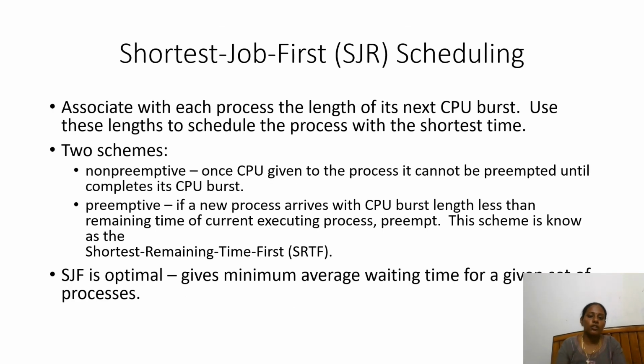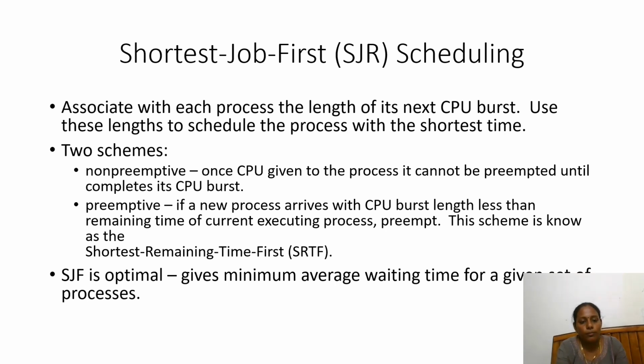Then next, shortest job first scheduling. Shortest job first scheduling means associate with each process the length of its next CPU burst. Use this length to schedule the process with the shortest time. In first come first serve, we take the process which comes first in the CPU and execute it. But in shortest job first, we take the process which has the least burst time. That is shortest job first.